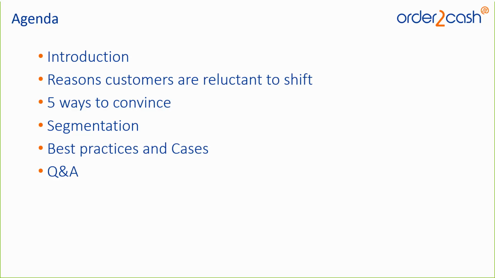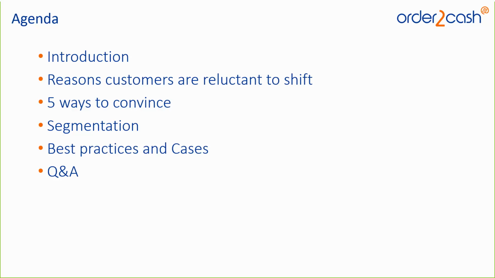Our brief agenda for today includes the common concerns receivers have when it comes to e-invoicing and how we can tackle them, best practices and different channels of communication you can utilize with your customers, the importance of customer segmentation, and I'll also highlight a couple of case examples from other Anachron and Order2Cash customers to showcase how they've been able to onboard their receivers effectively.